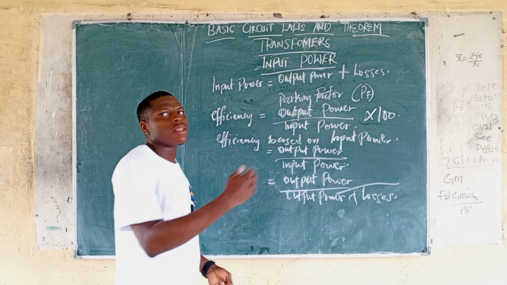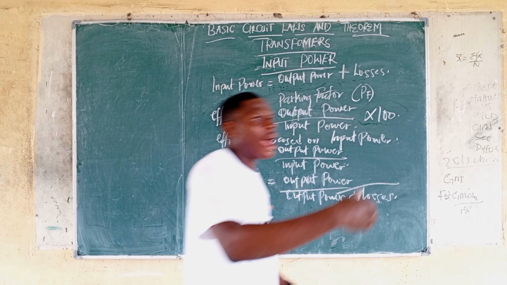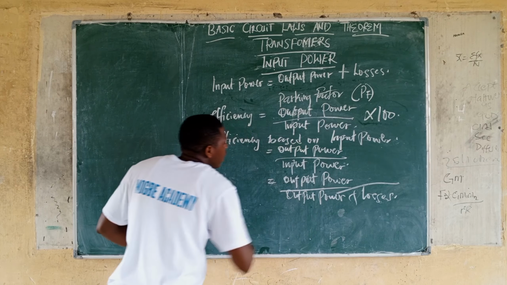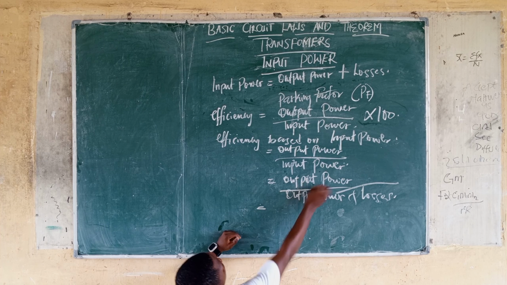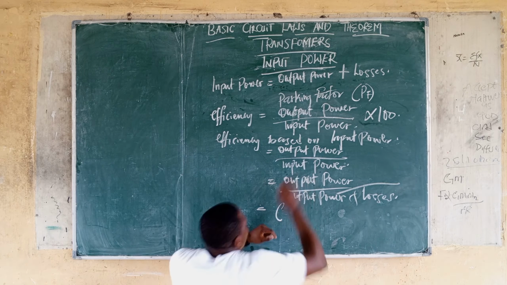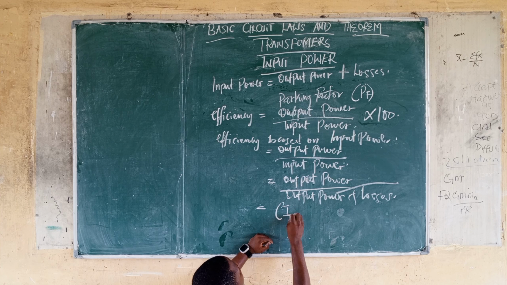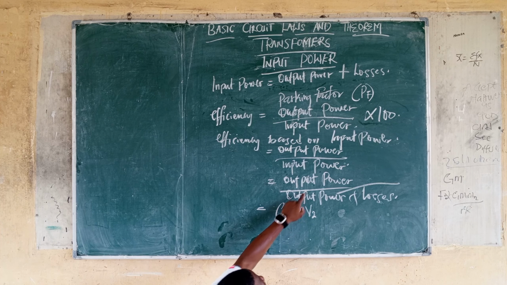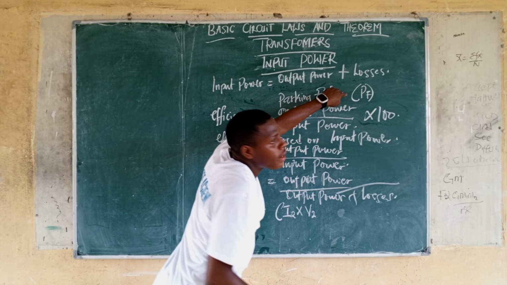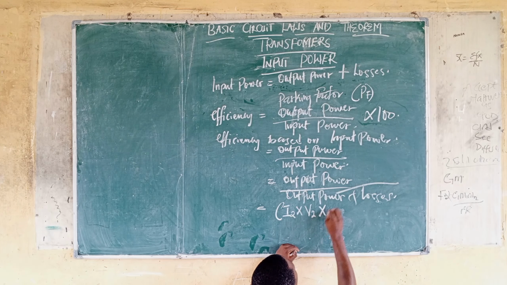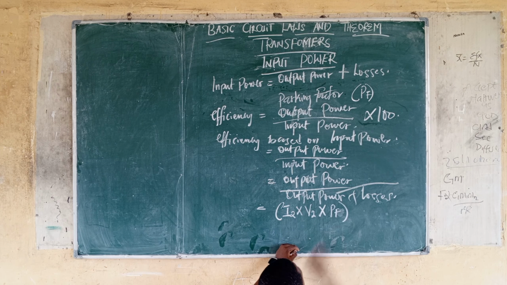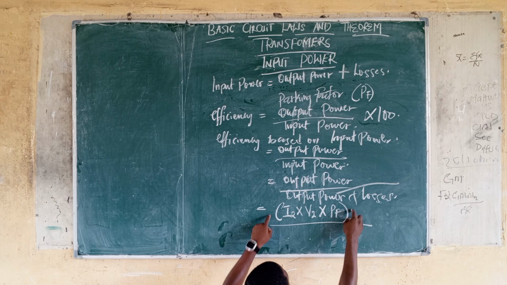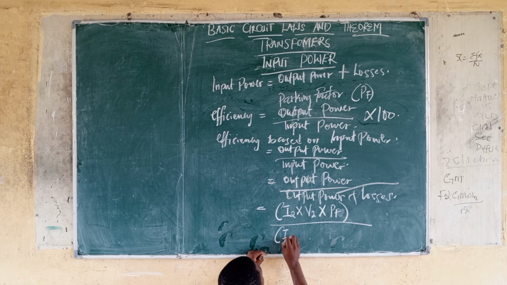But look at this output power. We know that when we are talking about power, it means IV, that is current times voltage. So the output power we have here can simply be written as current in the secondary times voltage in the secondary. And when we talk about output power, I talked about the packing factor. So this is multiplied by our packing factor, which is PF. So this is divided by the same thing we have here.